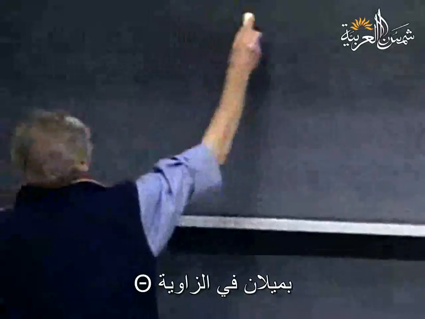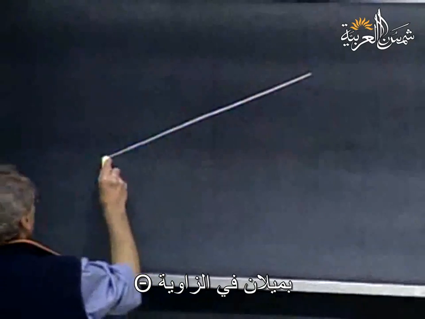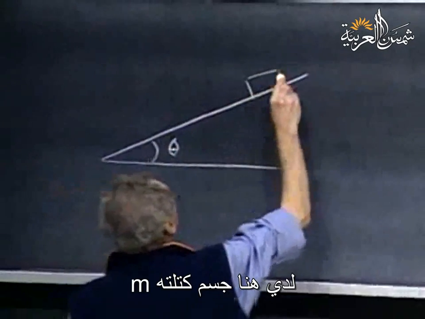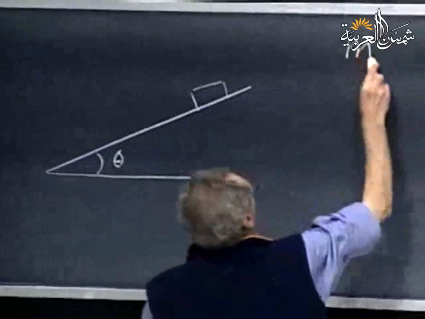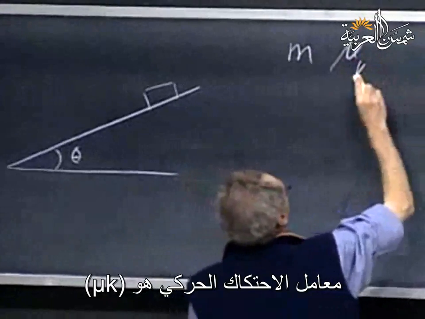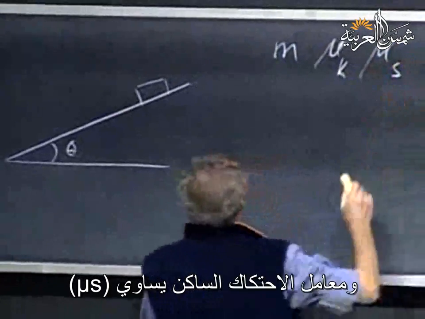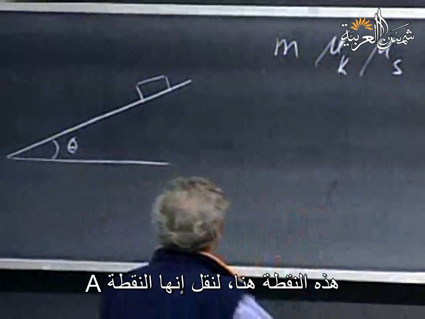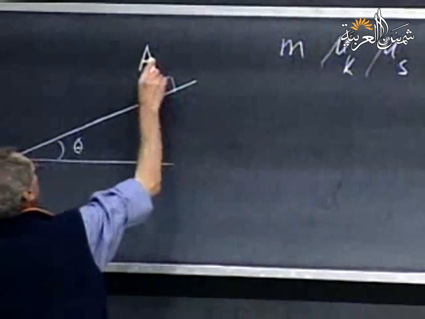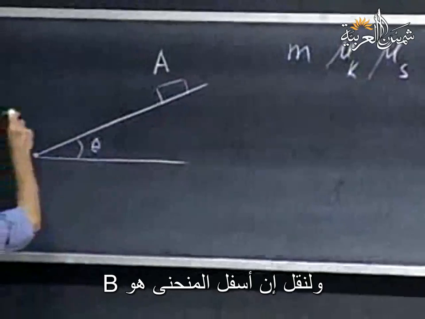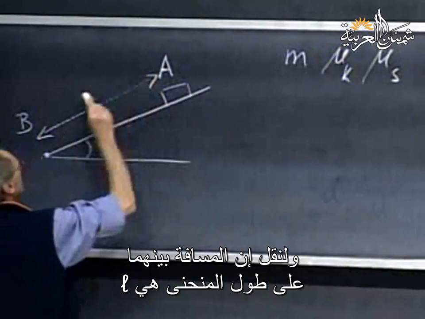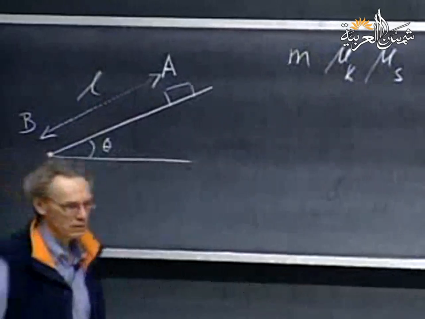Let's start with a simple example of an incline at an angle theta. I have here an object of mass m, the kinetic friction coefficient is mu k, and the static friction coefficient equals mu s. This point here, let that be point A, and at the bottom of the incline be B, and let the distance between them along the slope be L.